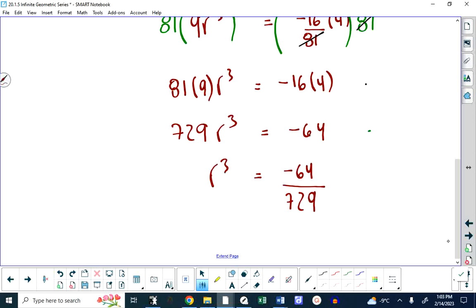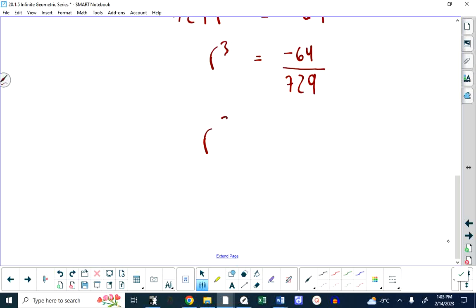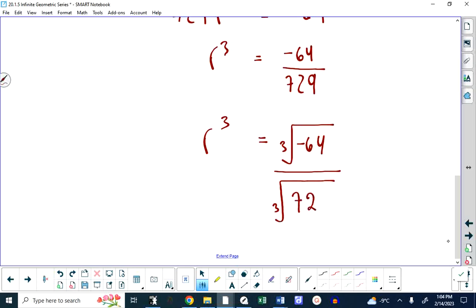Now, keep something in mind here. We need to know the first term and the common ratio. This will just give us the common ratio. We still have some work to do to find the first term. But I take the cube root of both sides. We will learn later in this course more about radicals and square roots and cube roots and all that. But I'm telling you that if I take the cube root, I'm just left with r.